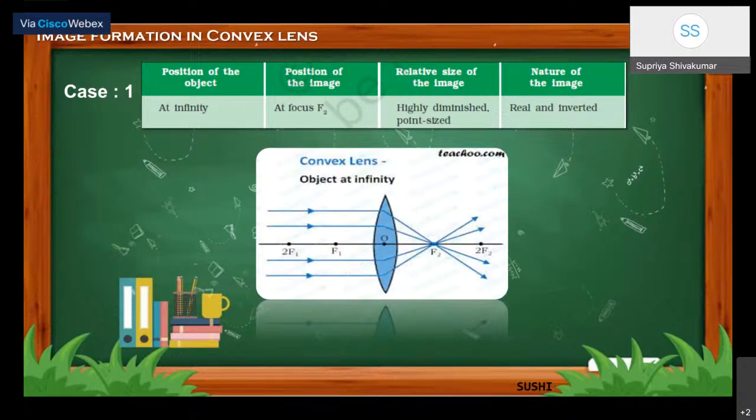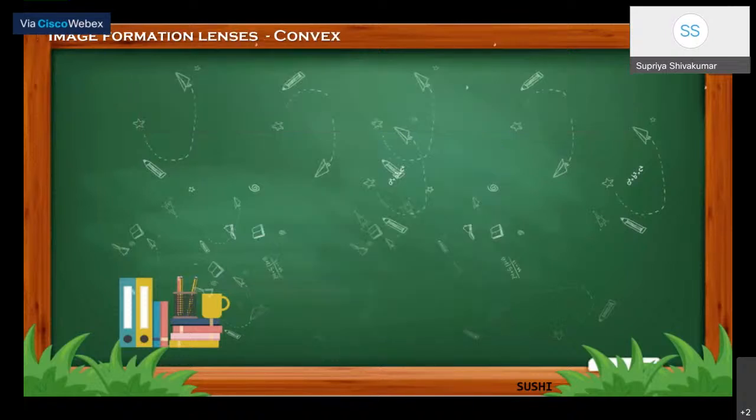So when an object is kept at infinity, where will we get the image? We will get it at focus. On the right side of the lens, it comes at F2. So this is the point where the image is formed. What about the nature and the size of the image? It is highly diminished, real and inverted. Okay, now moving on, case 2.